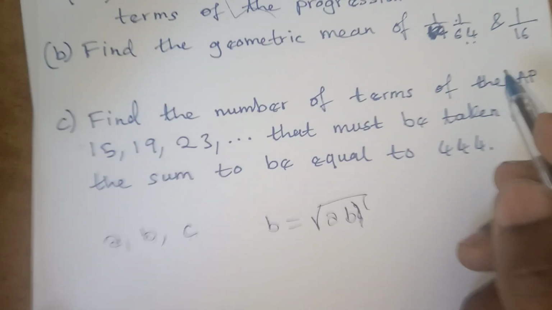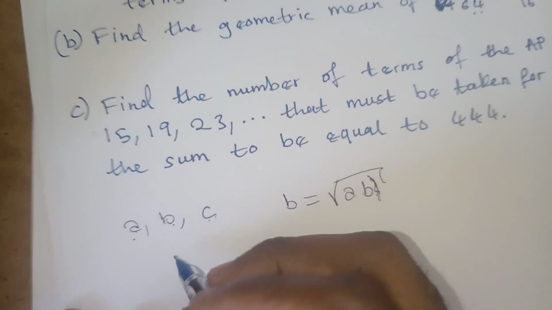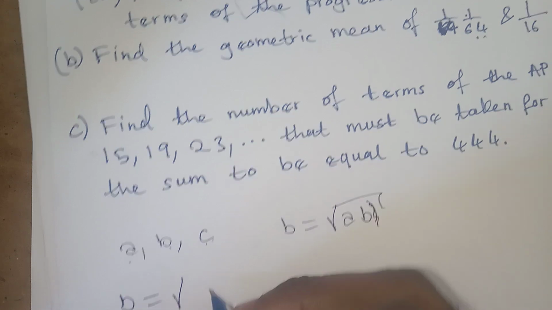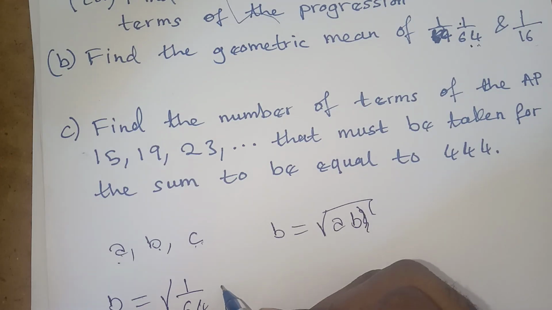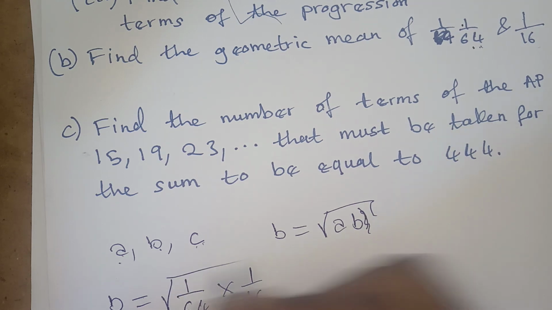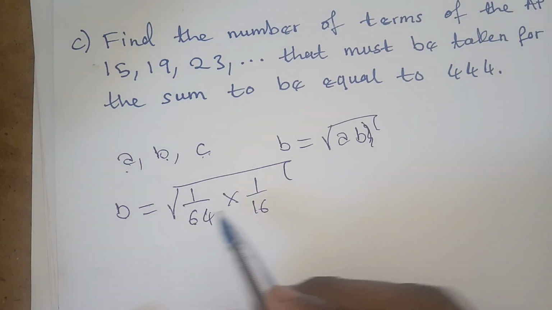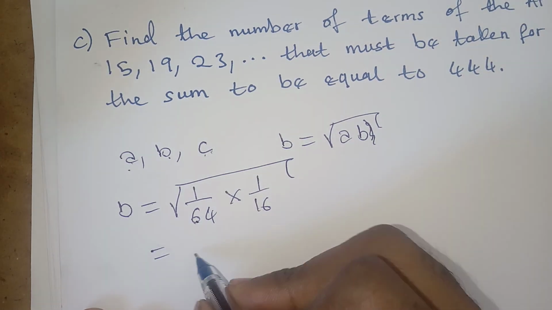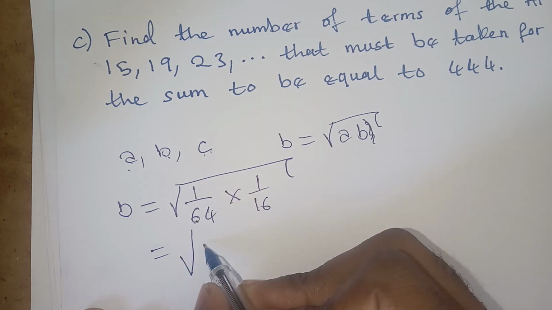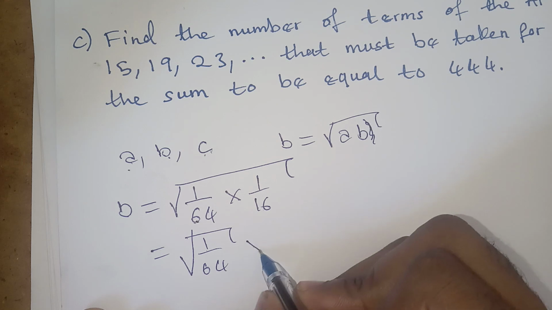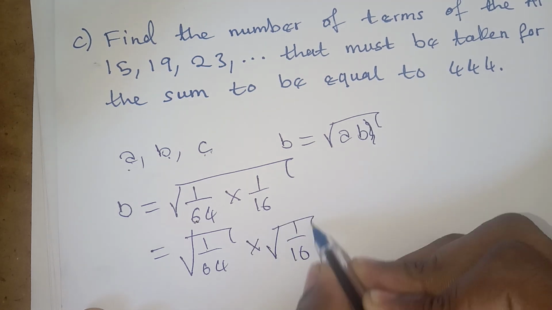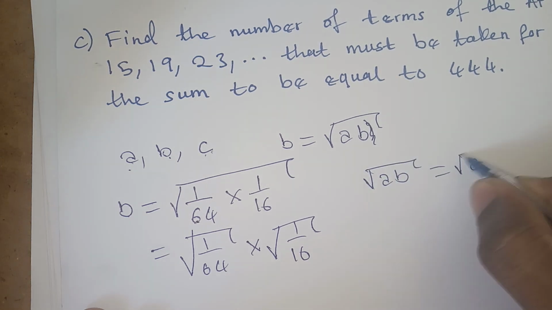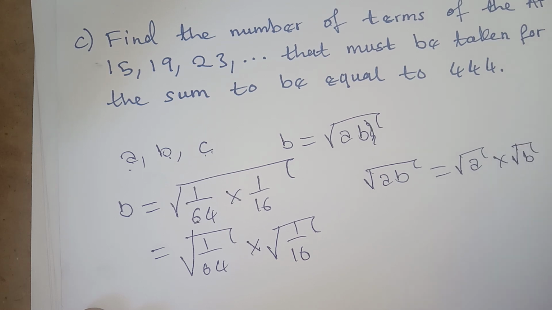So in this case, the geometric mean of these 2 numbers will be B is equal to the square root of their product. So 1 over 64 multiplied by 1 over 16. You don't need to multiply these numbers because that would be a lot of work. You are making your numbers too big to work with. So you can just separate them and say the square root of 64 multiplied by the square root of 16. Remember, the square root of a times b is the same as the square root of a multiplied by the square root of b.